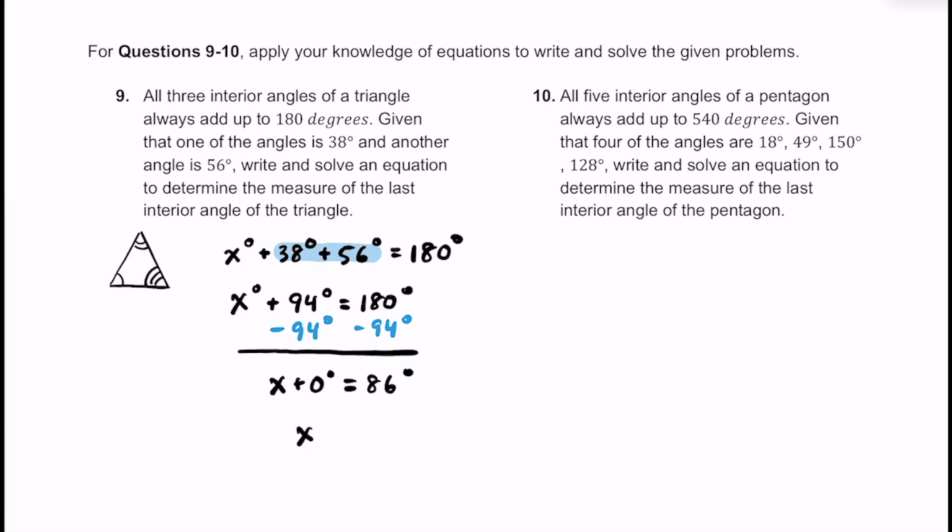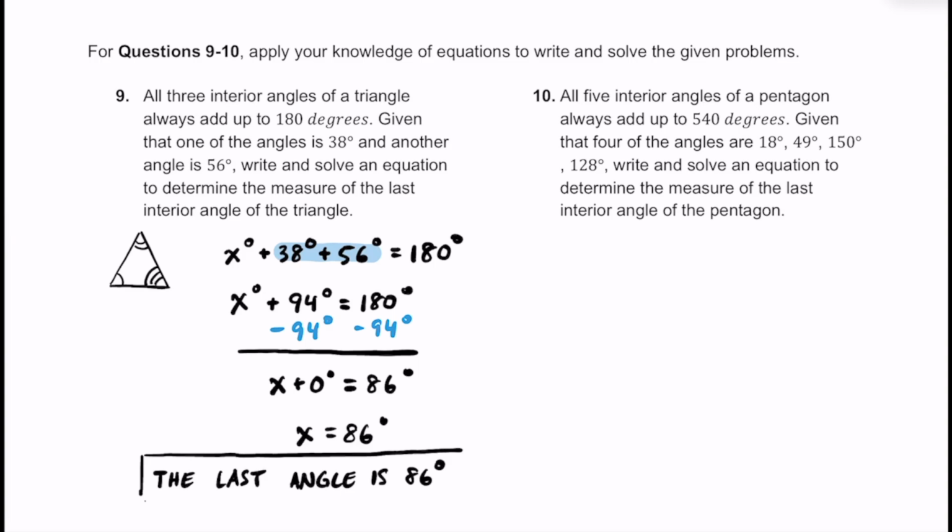And then so x is going to equal 86 degrees. So to summarize this, we can just go ahead and say that the last angle, or the missing angle, is going to be 86 degrees. Now, if you're not too sure if this is correct or not, you can go ahead and add the three angles together, right? You can take this 86 and then add it on to the 38 and 56 degrees, and we should get 180. So if you want to check that, feel free to.